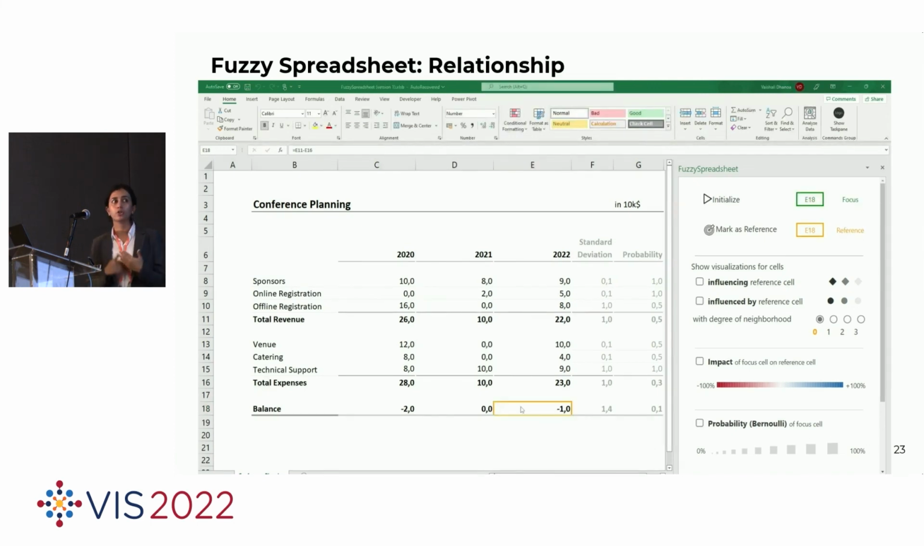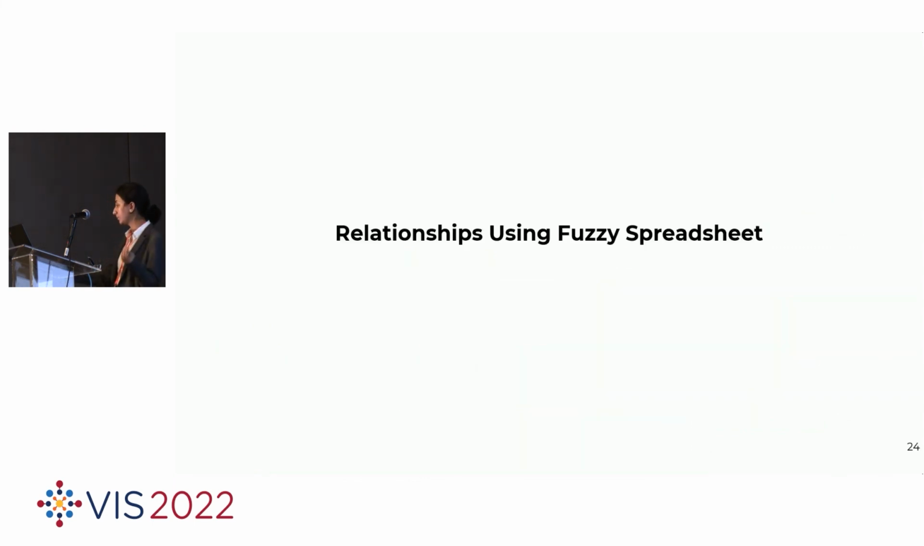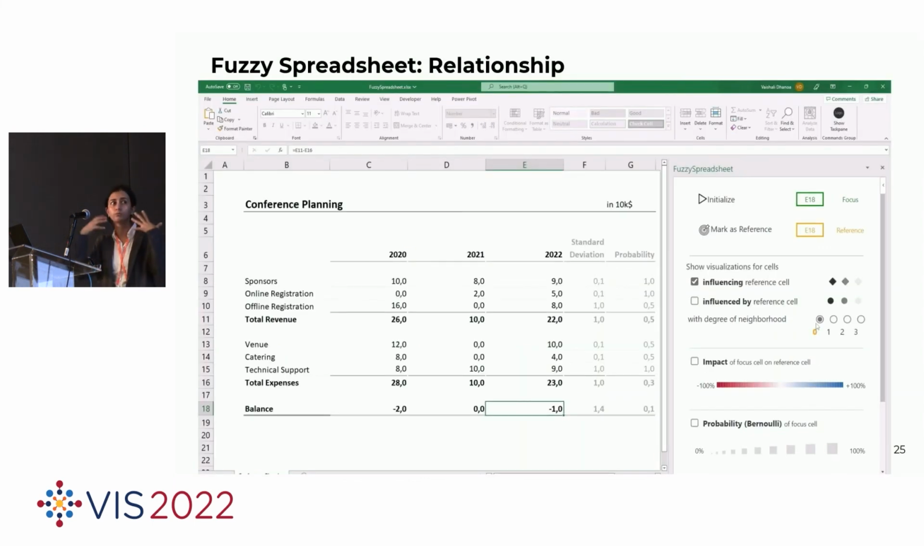Next, we move on to the relationship information. This is the information where you analyze that a cell can influence other cells and may also be influenced by other cells. This is important information, but it is always hidden from the user. Using our fuzzy spreadsheet technique, we allow you to visualize this explicit information by simply clicking on influencing the reference cell option and then choosing a degree of neighborhood. Degree 0 means you are at the cell itself. If you choose a degree of 1, it shows you the direct neighbors, such as the total expenses and the total revenue. As you can see in the in-cell encoding, we have these diamond glyphs appearing on the spreadsheet.